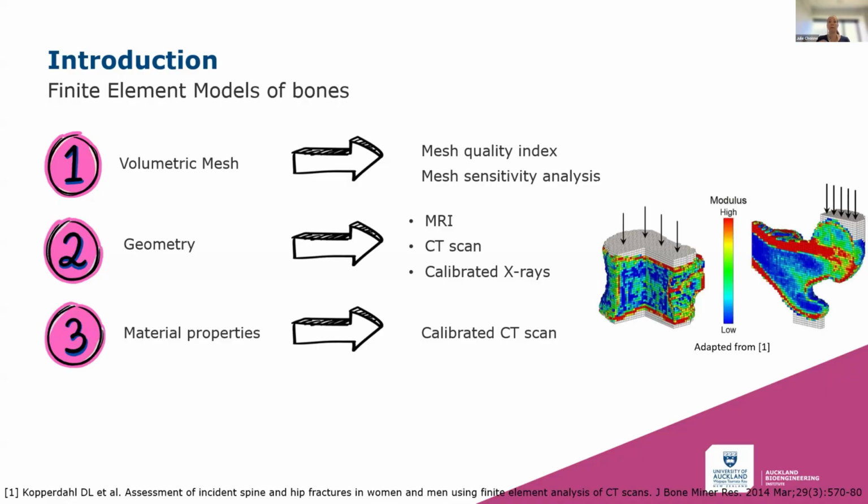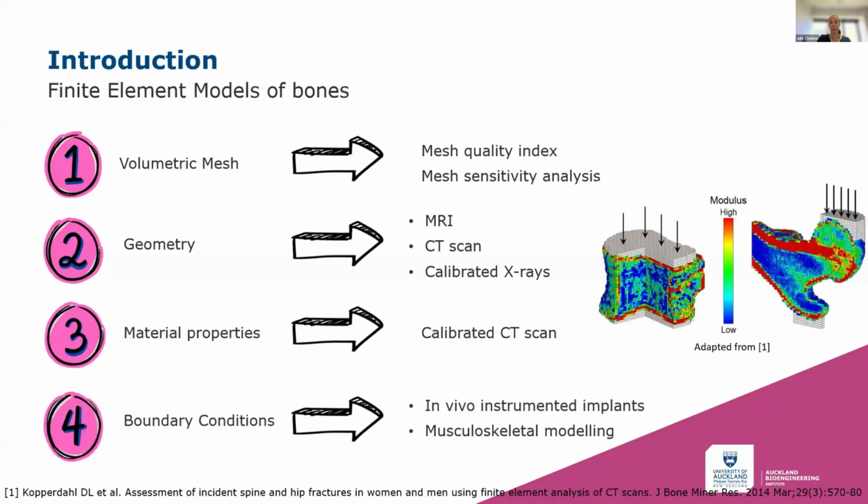And here's an example of how people have used CT scans in the clinic, making finite element models automatically from medical imaging. And the fourth one is boundary conditions. So you can use in vivo instrumented implant information, or if you want to do it more personalized, you can use musculoskeletal modeling. Now, what happens if you don't have medical imaging for your participant or your patient?